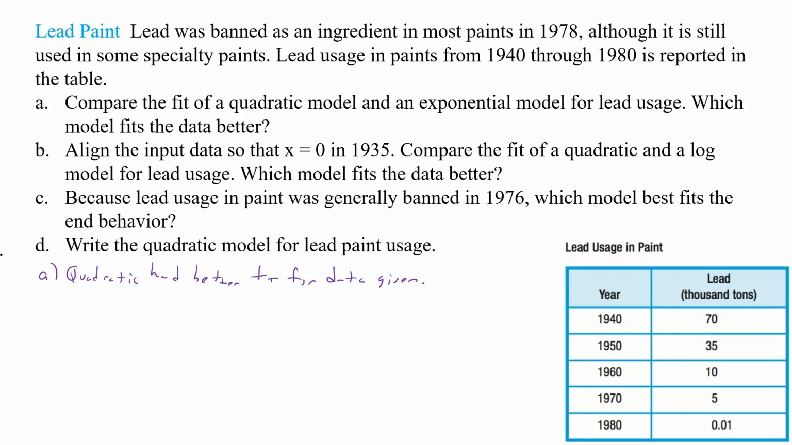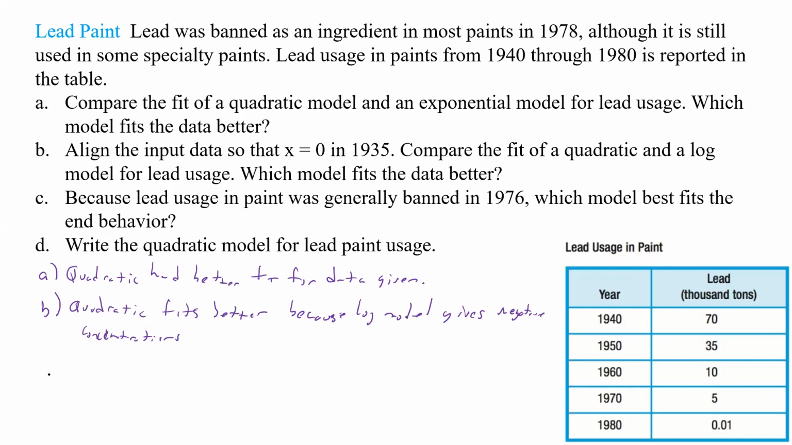Let's see. So B, if we align that, compare the fit of a quadratic and log model for usage, which one fits better? Well, again, the quadratic fits better because the log model gives negative concentrations. Okay, so we don't have negative concentrations. It's just going to go down and it's going to hit 0, and that's as low as it's going to go.